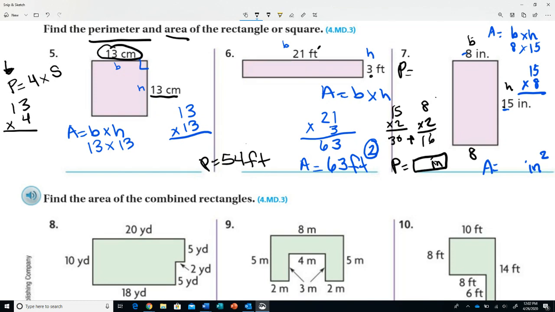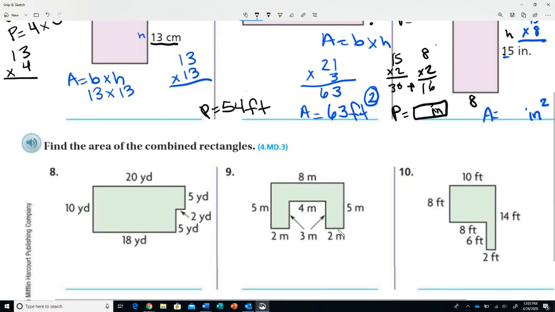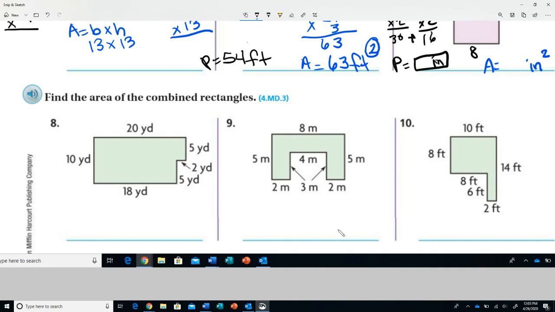Just inches. You have to keep your measurements. So you just check your problem. Perimeter is in inches, and area for question 7 is in inches squared. You can come back to this at any point if you want to take a look at it some more. I'm going to scroll down here just a little bit to take a look at questions 8, 9, and 10.